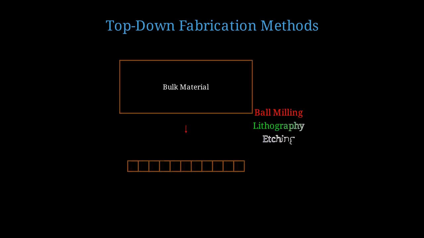Now let's explore the actual fabrication techniques. We can categorize nanofabrication into two fundamental approaches, top-down and bottom-up. Let's start with top-down methods, where we start with bulk material and systematically break it down. In ball milling, a mechanical process, bulk material is ground in a high-energy mill with hardened steel or ceramic balls. Through repeated fracturing and cold welding, particles are reduced to nanoscale dimensions.